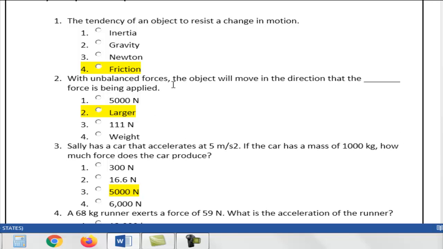With a balanced force, the object will move in the direction that the force is being applied. Yeah, the force which applied on the object must be large. So the answer, it will be number 2.